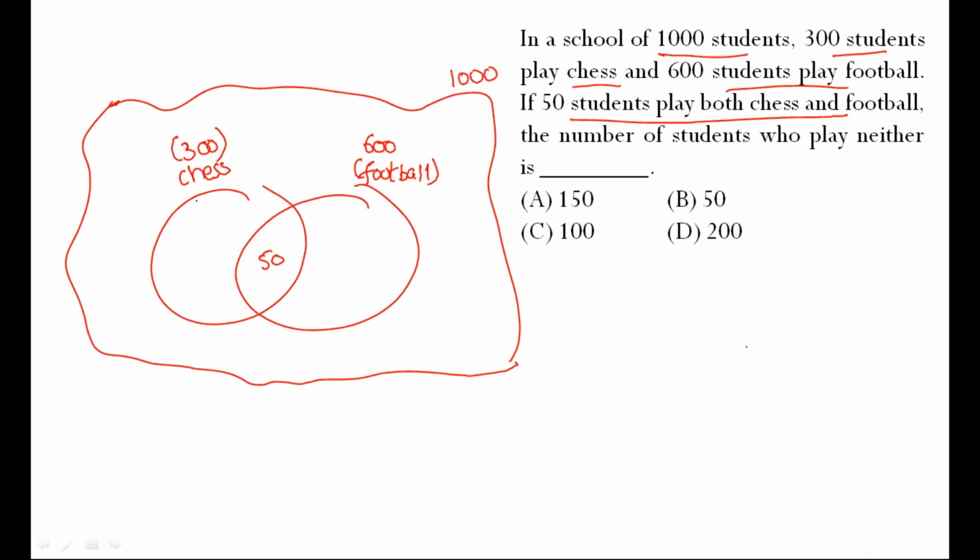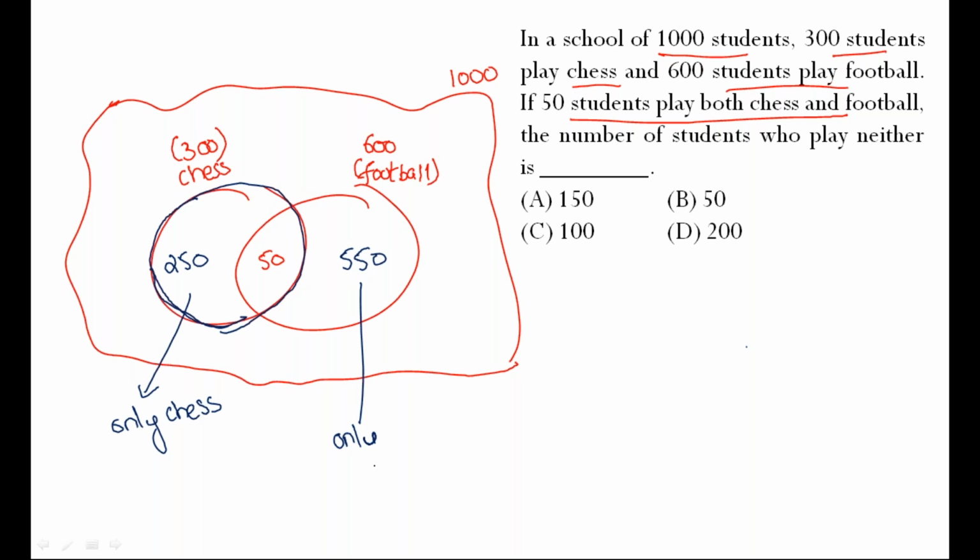Now, guys, see this. The circle is entire 300, and among this area is 50. So this is 250 and this is 50. Now, this entire circle is 600. This is 50, which means this is 550. Sir, what is this 250? Who are playing only chess? Only chess is 250. What is this 550? Only football.